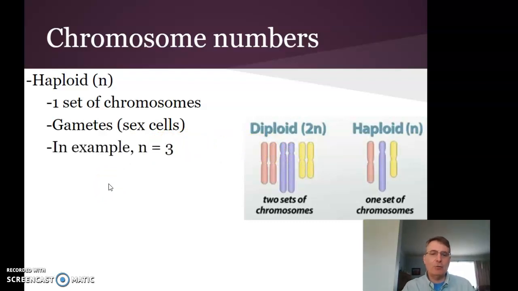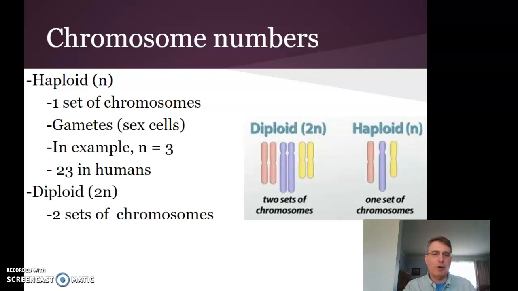So if we started out with 3 chromosomes, that's the 1N. In humans, that would be 23, because in normal cells, you have a total of 46 chromosomes. So our sperm and eggs are going to have 23.